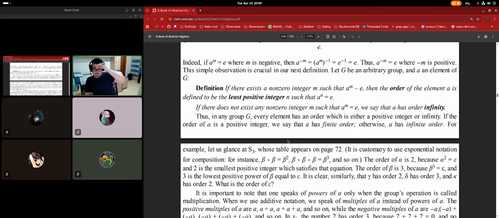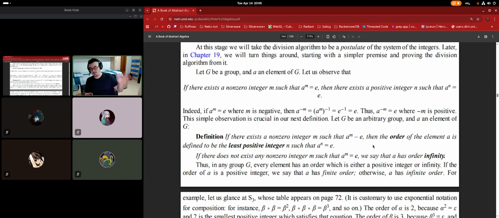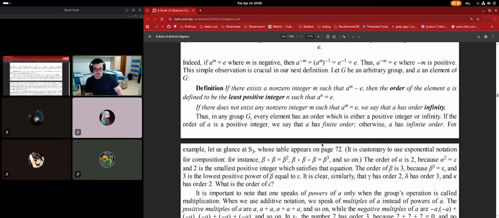Thus, in any group G, every element has an order which is either a positive integer or infinity. If the order of a is a positive integer, we say that a has finite order. Otherwise, a has infinite order. I don't know if this is related to any of these things, but I kind of got reminded of cardinality by reading this. Again, I don't know if it relates or not. I don't think it does, or if it does, it's only tangentially.